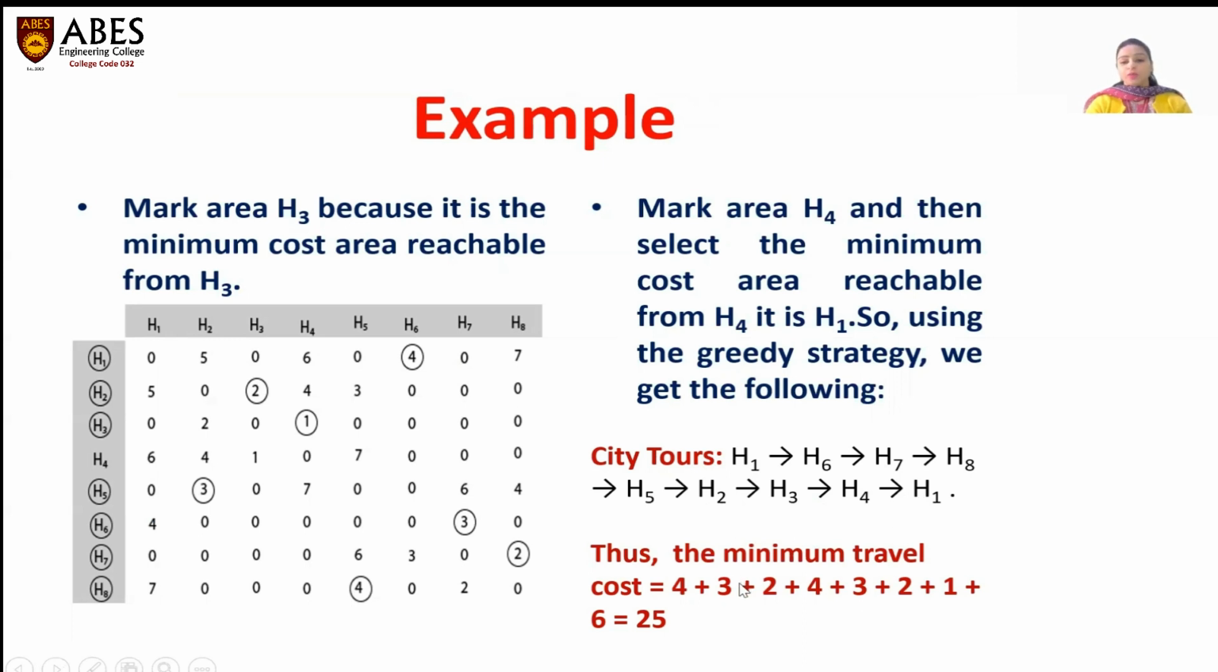We have to find the minimum travel cost. So we'll add those particular values in order to find the minimum cost. That is 4 plus 3 plus 2 plus 4 plus 3 plus 2 plus 1 plus 6, which gives you 25. So 25 would be the minimum cost of traveling from H1 to H1 by covering each of the cities once. Thanks.